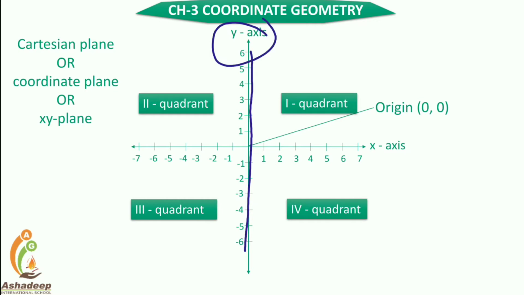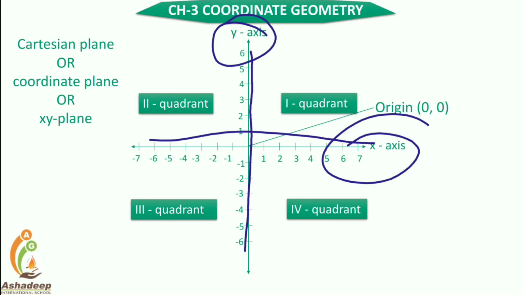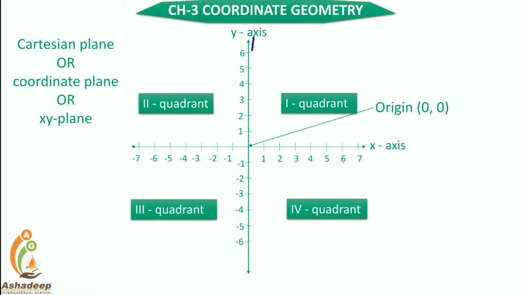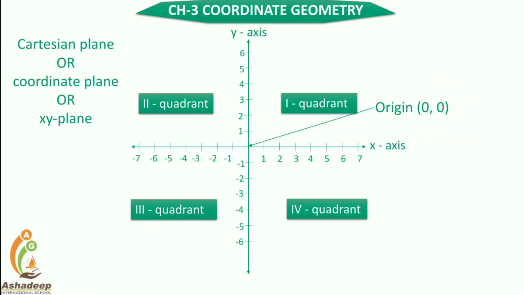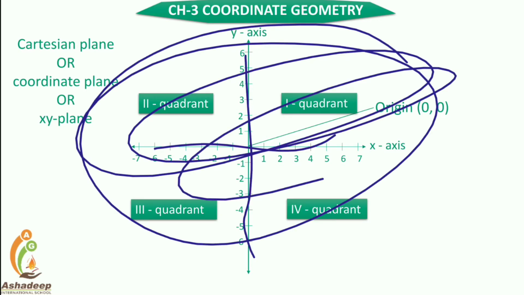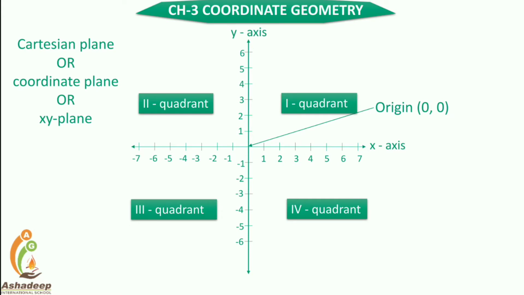This is called the y-axis and this is called the x-axis. Where these two lines meet, this point is called the origin, whose coordinates are 0, 0. These two lines divide this whole portion into four parts: 1, 2, 3 and 4. These four parts are called the quadrants. This is called the first quadrant, second quadrant, third quadrant and the fourth quadrant.